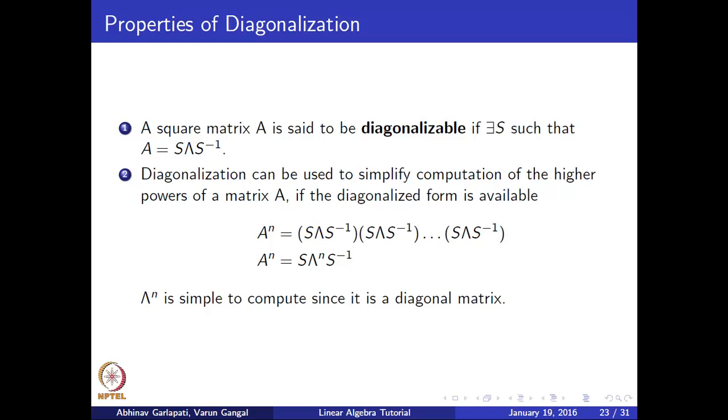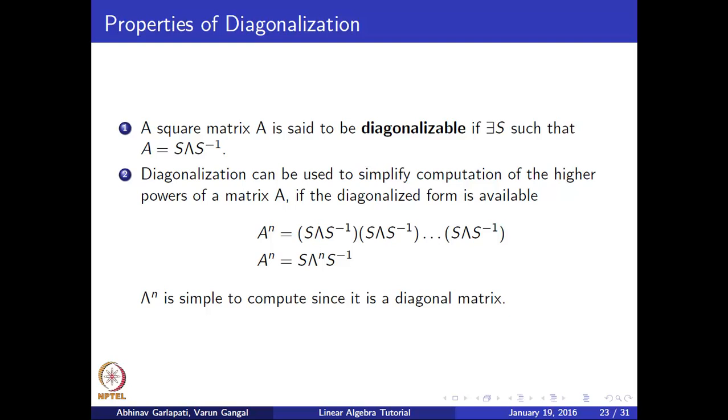Another advantage of diagonalization is that it simplifies the process of computing A to the power n. We first represent every A in diagonalized form. Now we can see that the S inverse of the first term and the S of the second term would multiply to give us I. Similarly for the second, third, fourth, and so on. In this way, by regrouping the terms, we get A to the power n equal to S capital lambda to the power n S inverse.